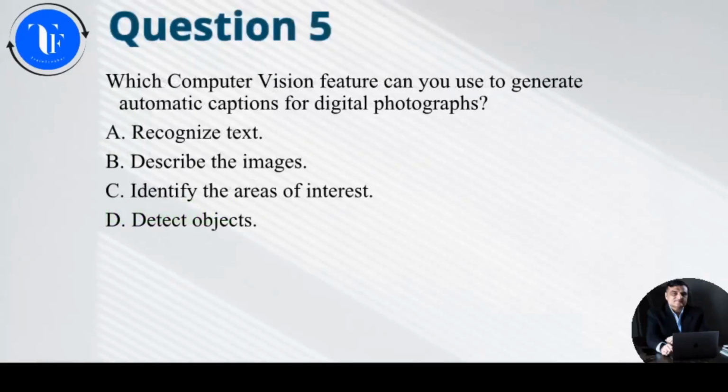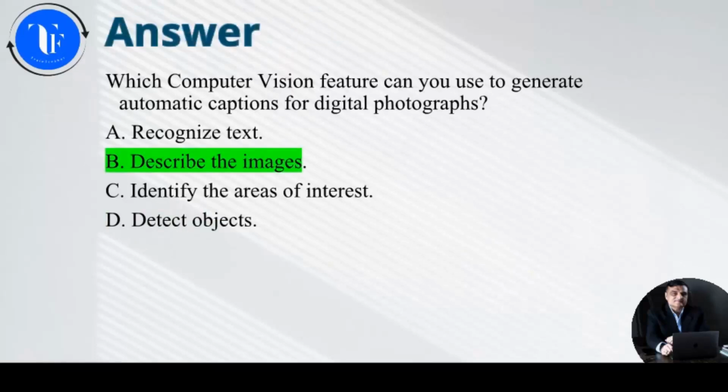Question 5. Which computer vision feature can you use to generate automatic captions for digital photographs? A. Recognize text. B. Describe the images. C. Identify the areas of interest. D. Detect objects. Answer is B. Describe the images.